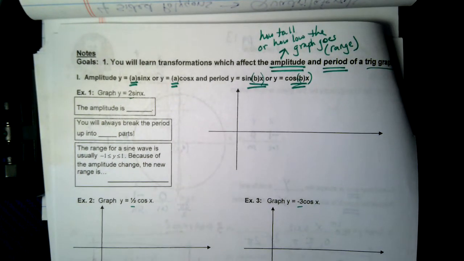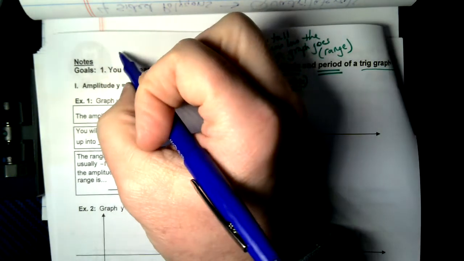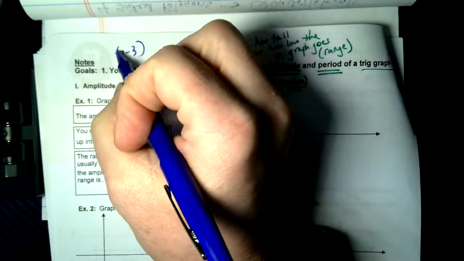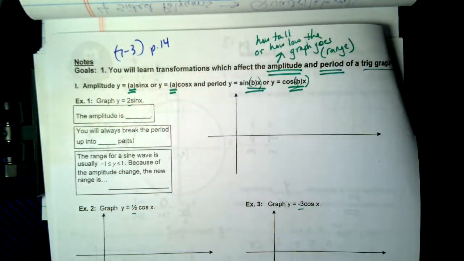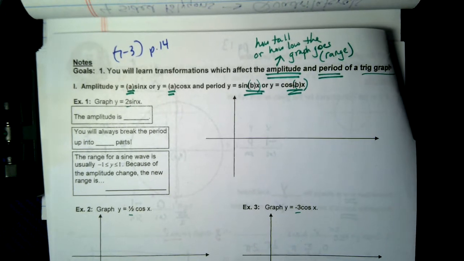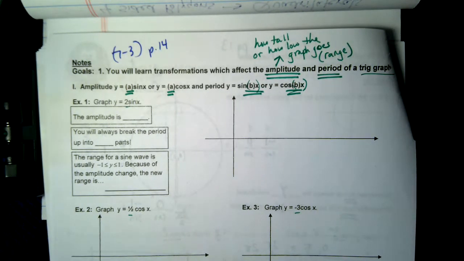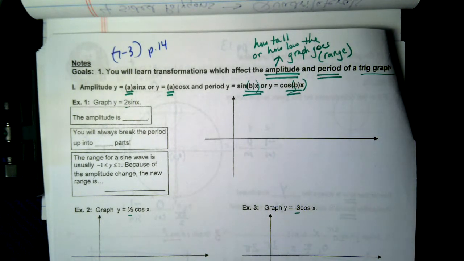Okay, PreCalculus, this is 7-3, video number 2, backside of the notes, 7-3. I'm on page 14 of the notes now. We just started it a little bit at the end of the previous video. We're talking about amplitude and period and how to change it.